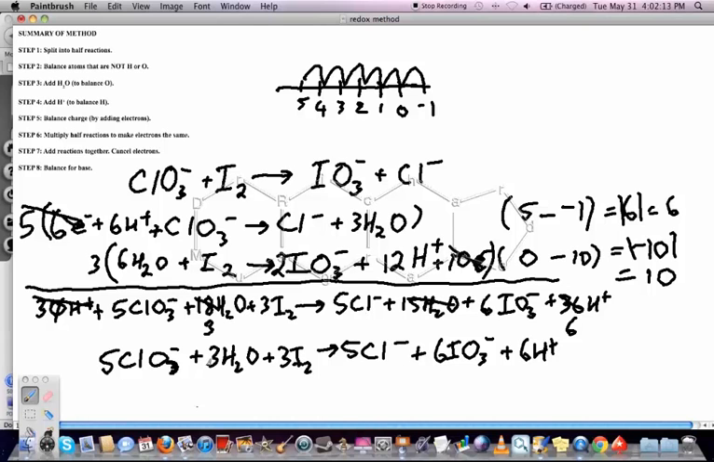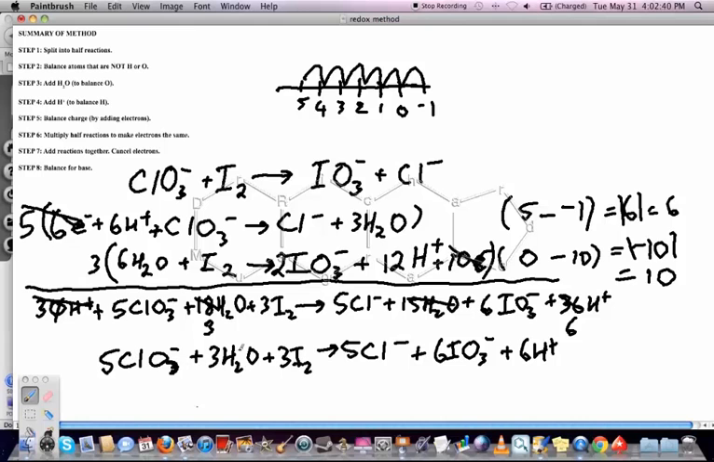We'll look at the charges first. We've got -5 on this side. Here we've got -5 minus 6 plus 6, which is going to equal -5. So that would be -5 on each side.